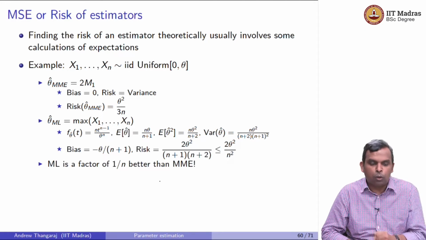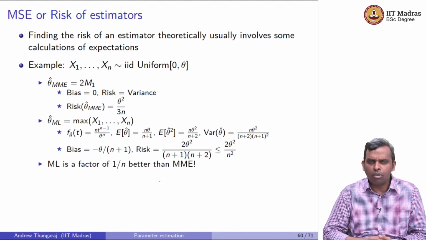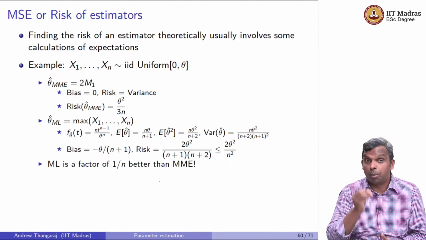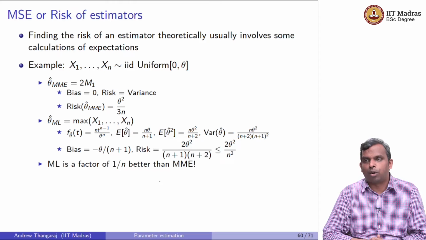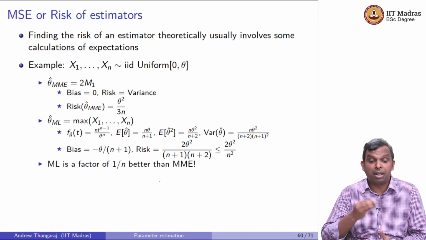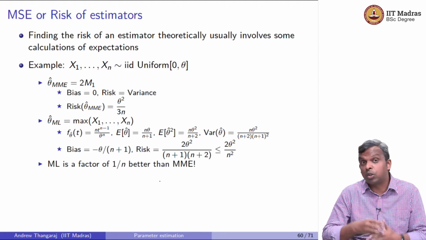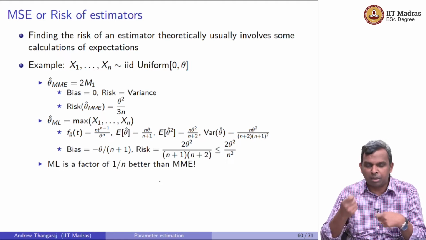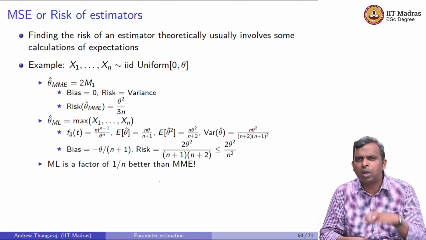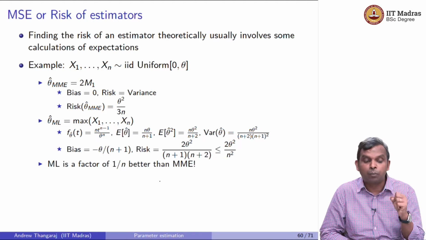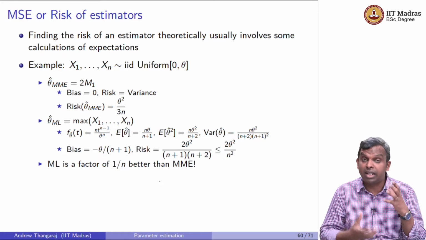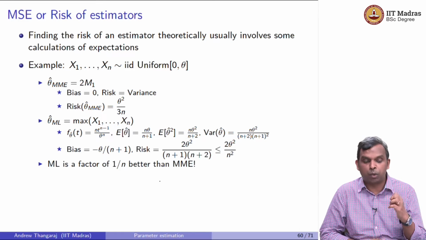Given the distribution, one can compute the risk quite often. Numerically, maybe you can compute it, but definitely, theoretically also it's possible to compute if you can do some expectation computation. I'm going to show you one example to highlight how two estimators can have very different risk, very different mean square error.